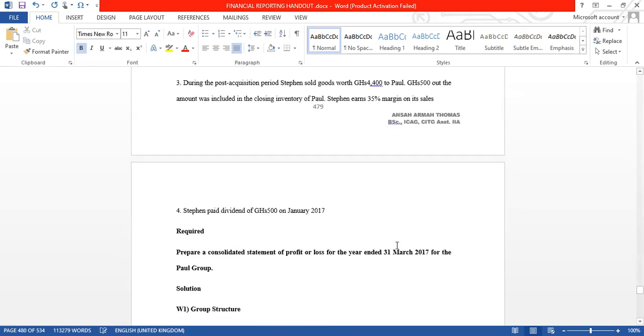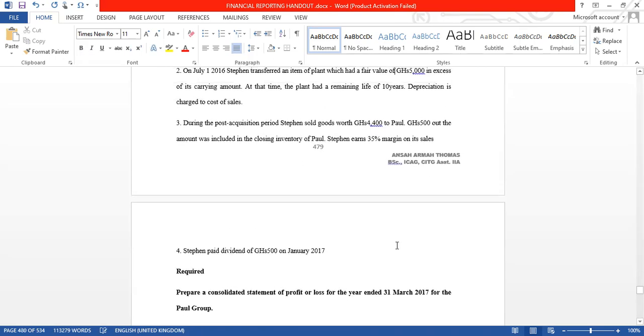That is that. Stephen paid dividend. What do we do? All that we need to do is take the dividend out of our investment income. I don't think it's that difficult. So that's all.